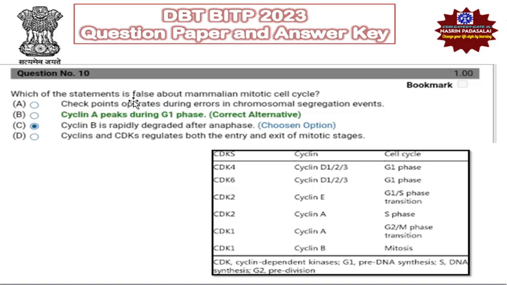Next is, which of the following statements is false about the mammalian mitotic cell cycle? The correct answer is option B. Here they mentioned that cyclin A peaks during G1 phase. But actually, cyclin A peaks during the synthesis phase, and in G1 phase, cyclin D will be in higher amount. Cyclin D regulates all the aspects of the G1 phase.